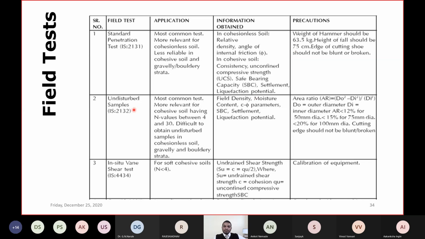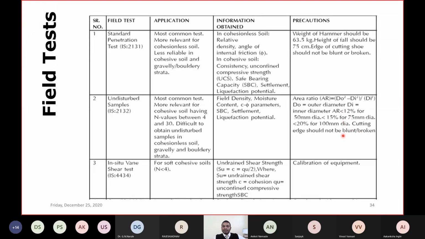Then undisturbed sample: the most common test, more relevant for the cohesive soil, when N value is between 4 to 30. It is difficult to obtain the undisturbed sample in the cohesionless soil, gravelly and bouldery strata. In this, field density, moisture content, c and phi parameters, SBC, settlement, liquefaction potential can be obtained. For the undisturbed sample collection, you need to take a thin-walled sampler, and the formula is given for how your sampler should be. Okay, and the cutting edge should not be blunt or broken, which is the same condition.